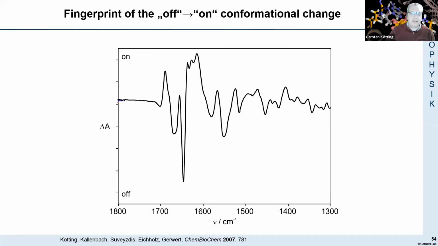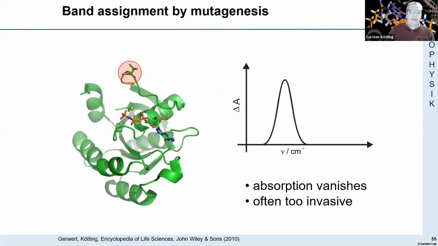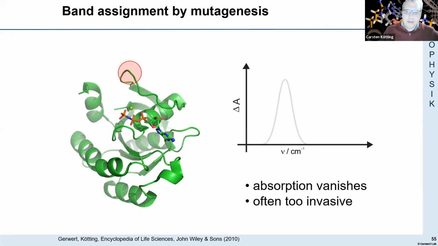There are two methods. One method is that we do mutagenesis. If you, for example, mutate this threonine 35 group to alanine, then the side chain absorption should be gone. And if we now compare the wild type and the mutant protein, you can find the band which is gone and assign this to the respective group. However, this is often too invasive. Often the reaction doesn't really work if you mutate the most interesting groups.